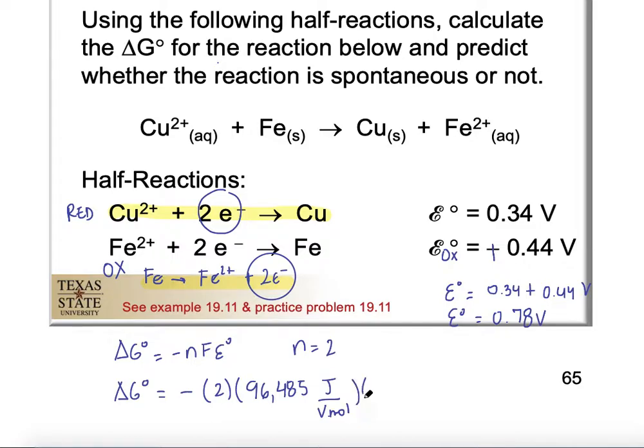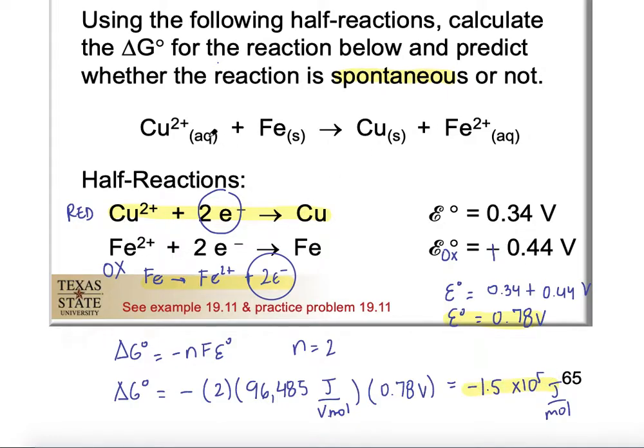And that's multiplied by my cell potential, which we said was 0.78 volts. When you put all of this in the calculator, you should hopefully get the same answer that I did, which is negative 1.5 times 10 to the 5 joules per mole. And since we have a negative Gibbs free energy, that also tells us that we do have a spontaneous reaction, right? So in this case, we have a spontaneous reaction because our cell potential is positive and our Gibbs free energy is negative.